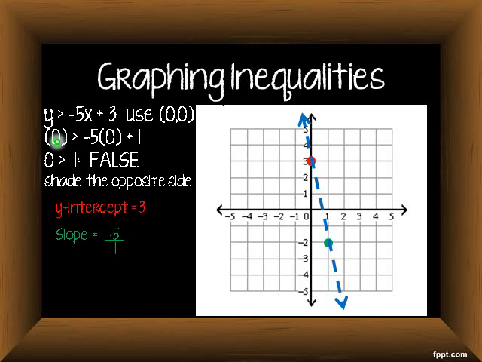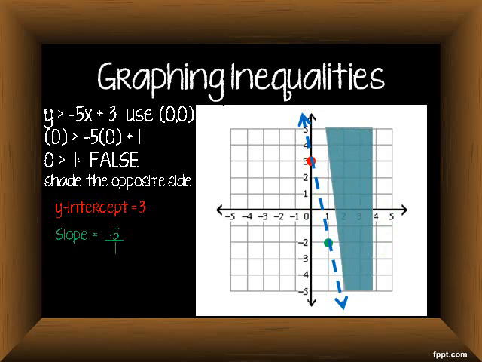When I substituted 0 in for y and 0 in for x, I ended up finding out that 0 is greater than 1. Now 0 is not greater than 1, and therefore that is a false statement. And because plugging in 0, 0 gave us a false statement, we know that 0, 0 is not a part of the solution set to this inequality. 0, 0 does not solve this inequality, so it will not be shaded. Therefore, we're going to shade the other side of this inequality.